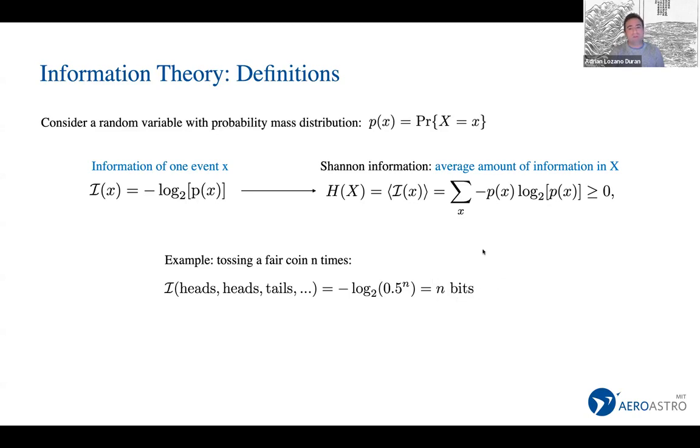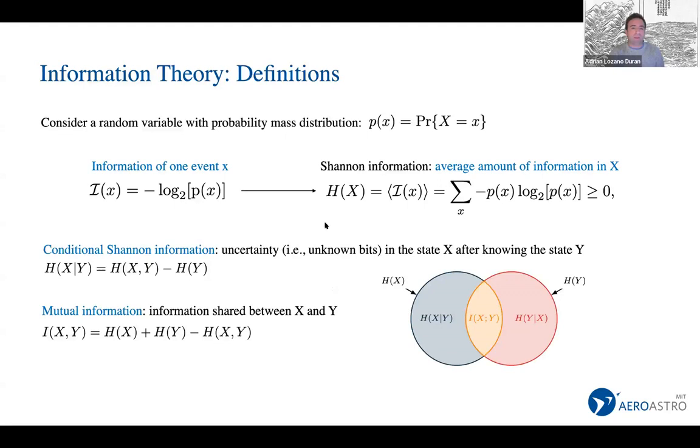We need two more definitions. One is the Shannon information that is conditioned to another variable. I'm going to use the notation H of X conditioned to another variable Y, and the interpretation is that it is the uncertainty. If I know a variable Y and I condition on it, I can understand this as the uncertainty, meaning how many unknown bits remain in the state X after knowing the state Y. So I will use also this interpretation.